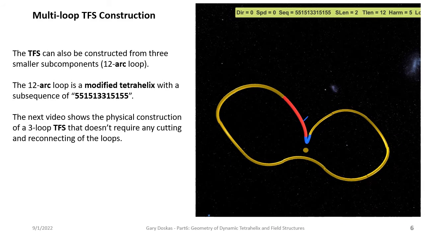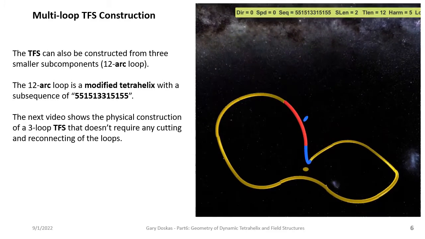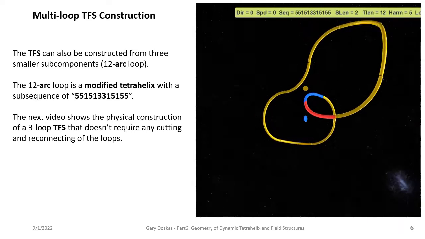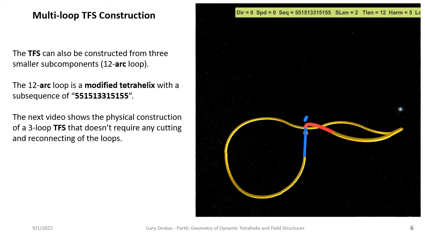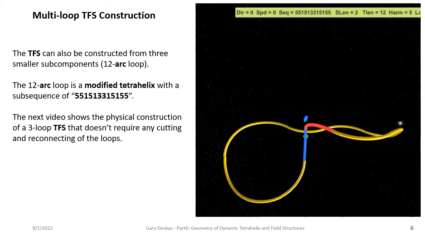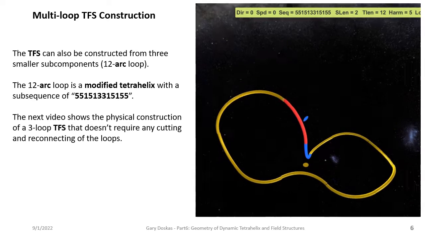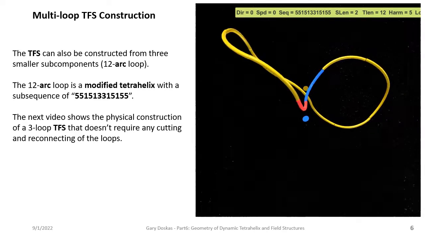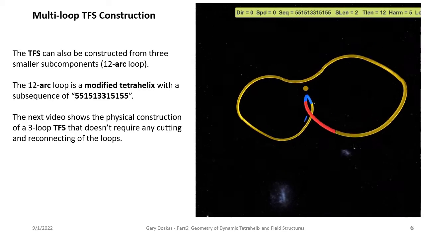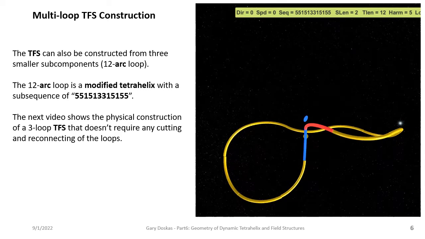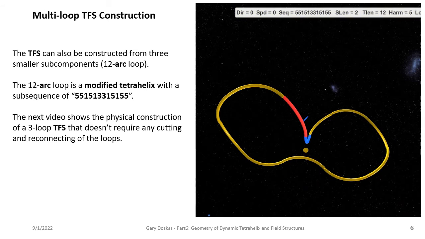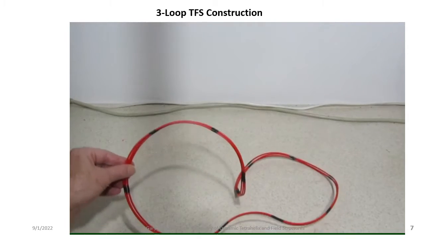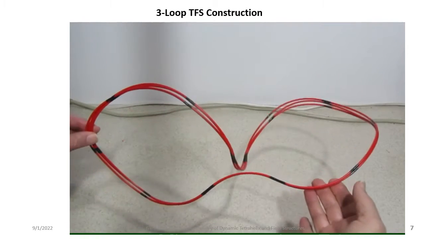Multi-loop TFS construction. The TFS can also be constructed from 3 smaller subcomponents, a 12-arc loop. The 12-arc loop is a modified tetrahelix, the subsequence of 5, 5, 1, 5, 1, 3, 3, 1, 5, 1, 5, 5. The next video shows the physical construction of a 3-loop TFS that doesn't require any cutting and reconnecting of the loops. 3-loop tetrahedral field structure construction.